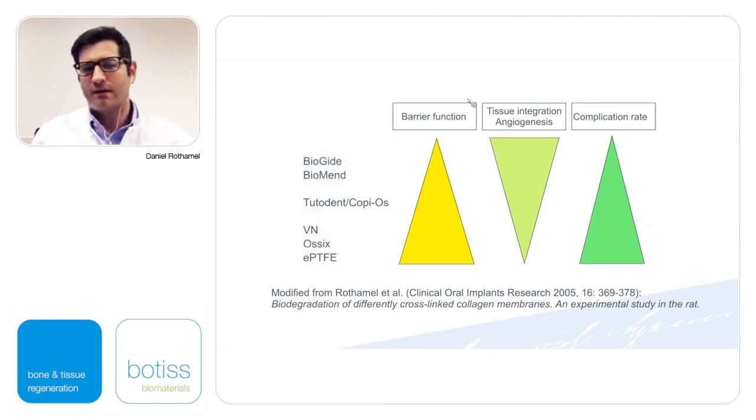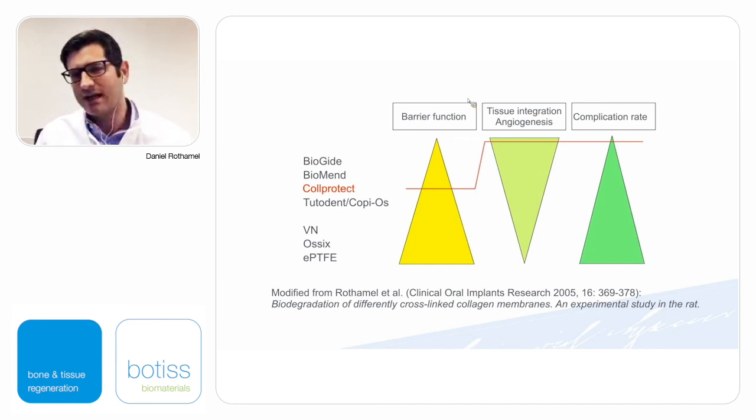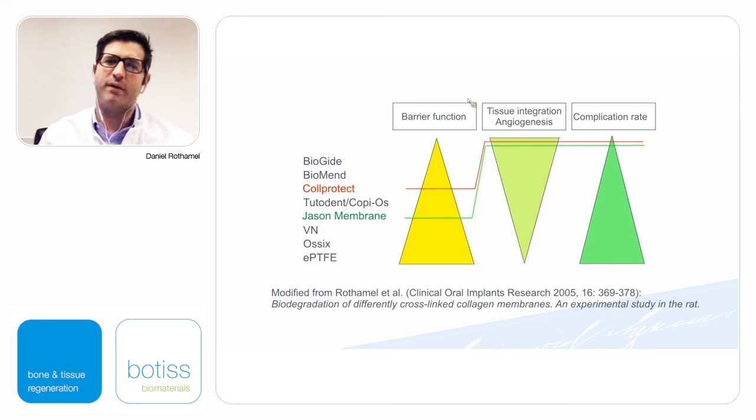When we look at these two membranes that are provided by Botiss or Straumann, then we see a medium barrier function for the collprotect membrane, but still a nice tissue integration, and a focus on angiogenesis for the collprotect membrane with a low complication rate, because it's a non-cross-linked type 1 and 3 collagen membrane. The Jason membrane has even longer barrier function, but still, because it's a non-cross-linked membrane, good tissue integration, still some angiogenesis and a low complication rate.